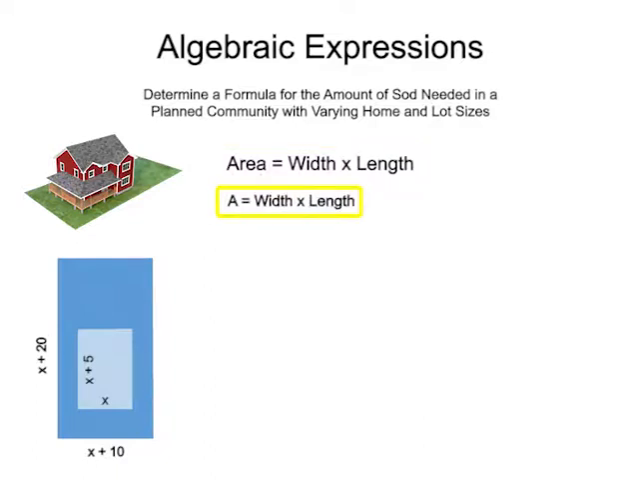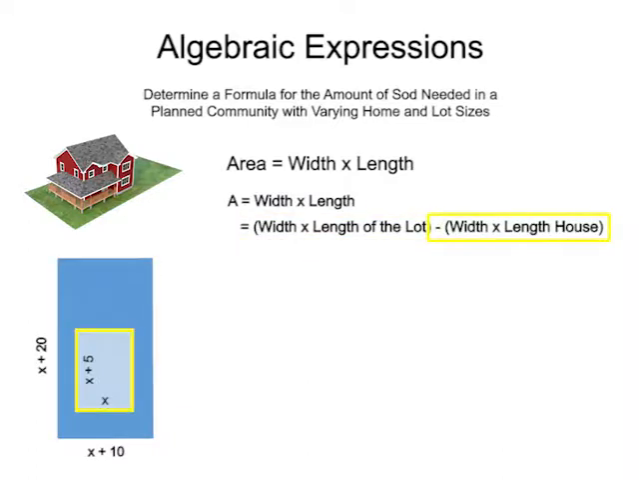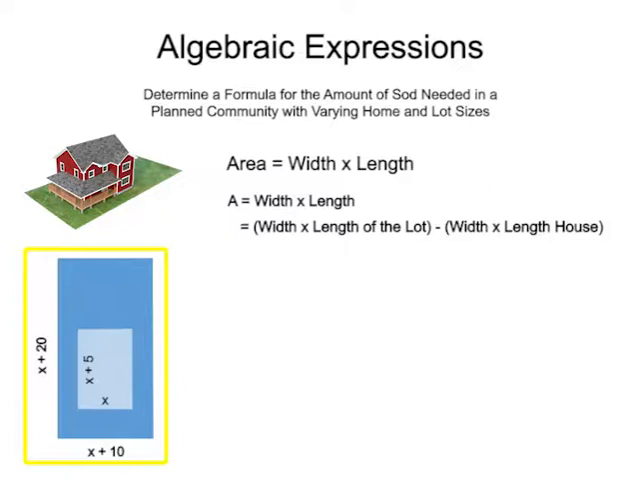But in this case, the area that represents the lawn is a rectangle minus the rectangle that represents the house. So the total area required for sod is the width times length of the lot minus the width times length of the house. Substituting in the values from the diagram will give a formula for the area.